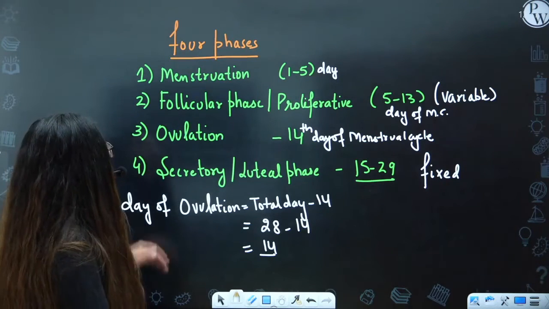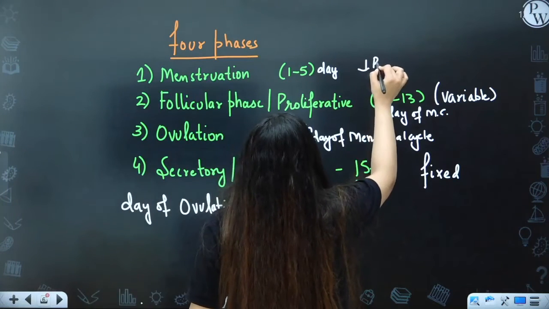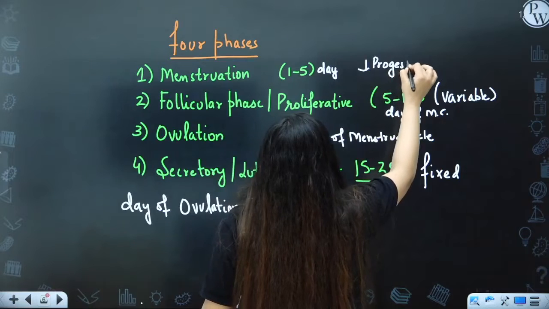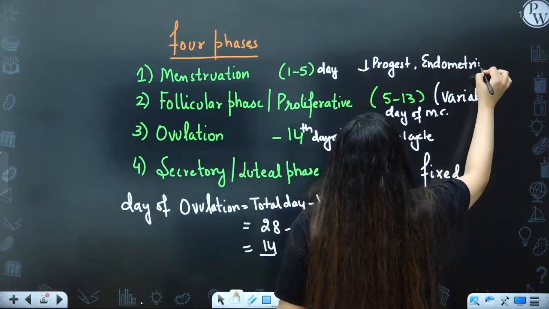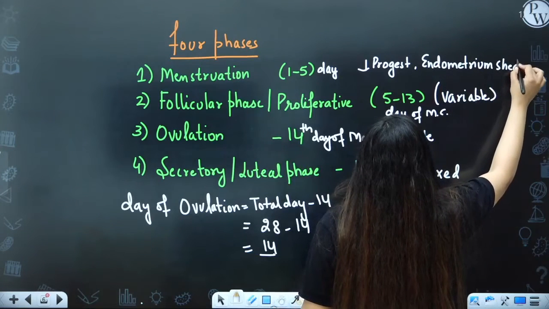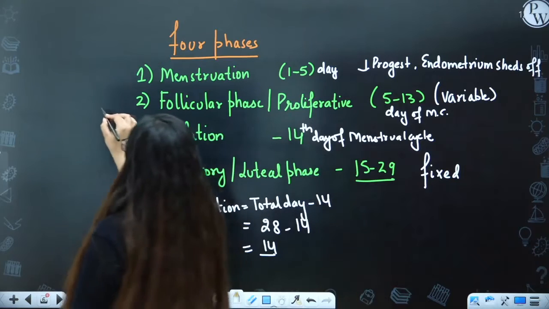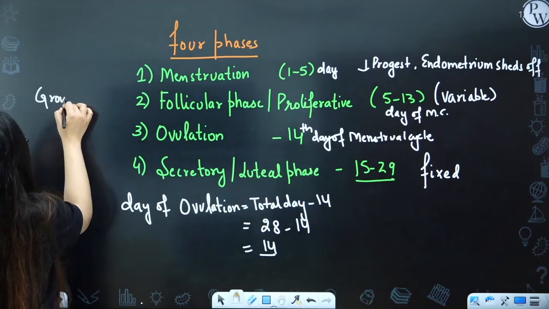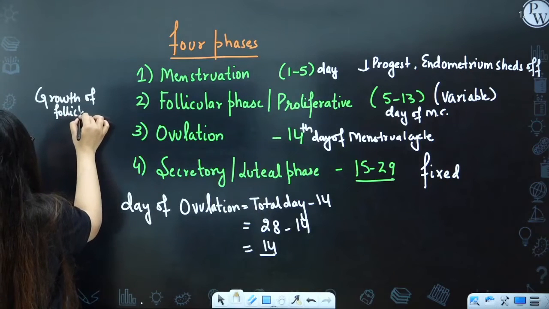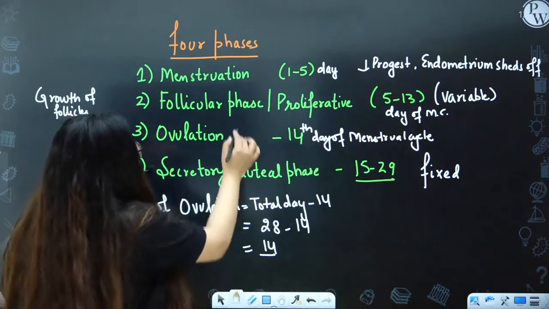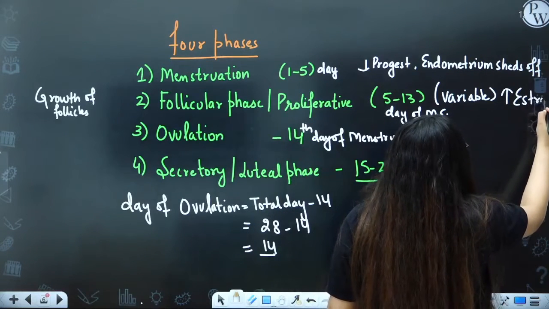Okay. So in menstruation, what happens? There is a low level of progesterone, and the endometrium sheds off. Okay. So what happens in the follicular phase? Growth of follicles. And what is up here in the follicular phase? There is an increase in estrogen.